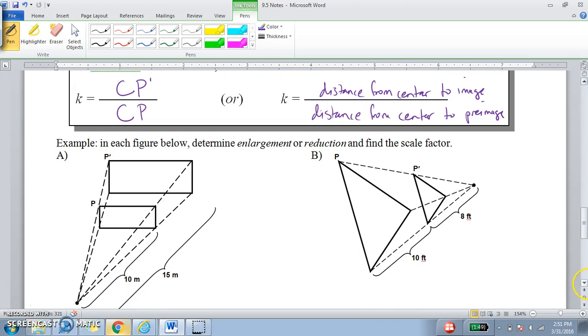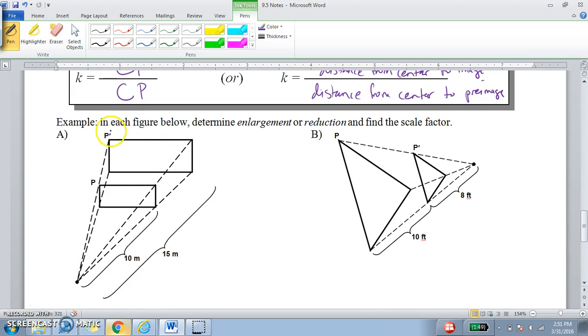So what we mean by that is, if we look at this bigger shape, the one that's further away, is our image, because that one has the prime on it. So if I look at the distance between the center and a point on the image, it gives it to me right here. It's 15. So that number goes on top to figure out the scale factor. The second point is going to be the distance between the center and the corresponding point on the pre-image.